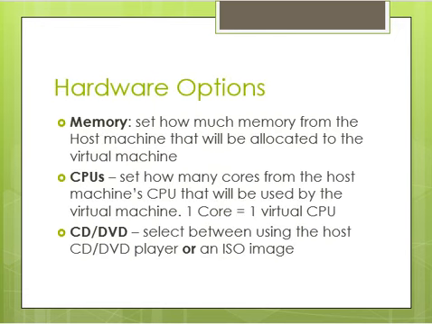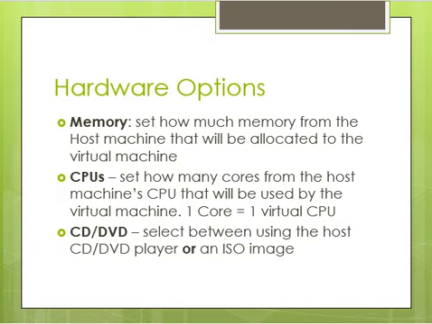When we look at the hardware options, for the memory, you can set how much memory from the host machine will be allocated to the virtual machine. One of the requirements of a host machine is to have lots of RAM. I have a virtualization server, and it's got 128 gigabytes of RAM. Typically the more RAM, the better. That machine services 40 virtual machines or servers, so it needs lots of RAM.